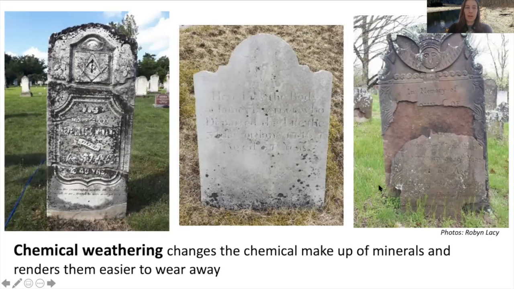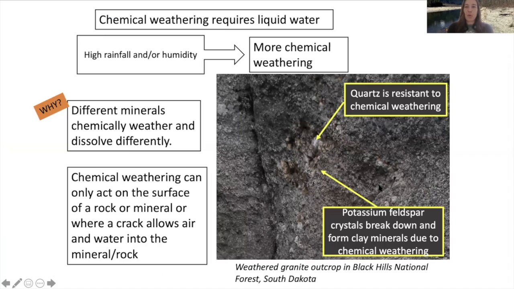sandstone. So one of these is more resistant than the others, and that has a lot to do with the chemical makeup of the rocks and the way those minerals are bonded together, whether or not they're resistant at all to chemical weathering. All chemical weathering requires liquid water, which of course is going to come from climate. The higher the rainfall, the higher the humidity, the more chemical weathering there will be.